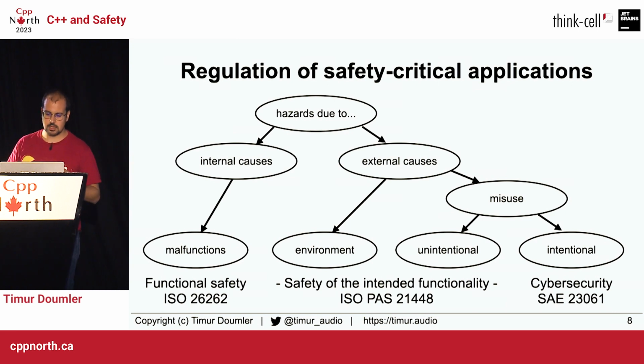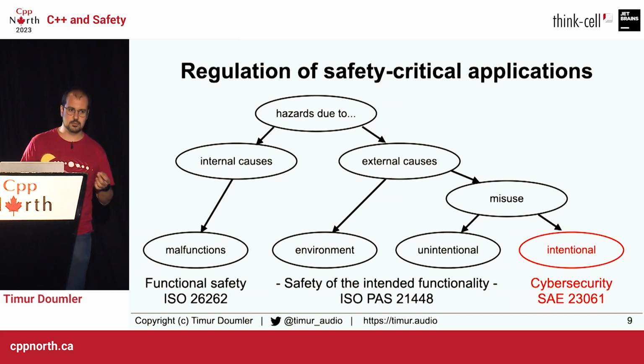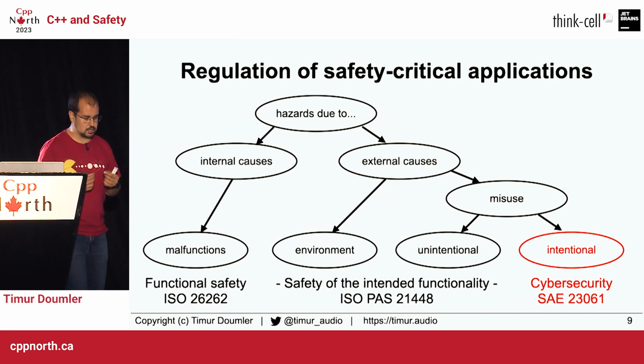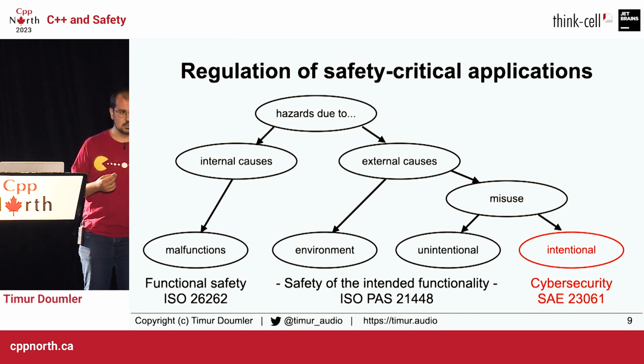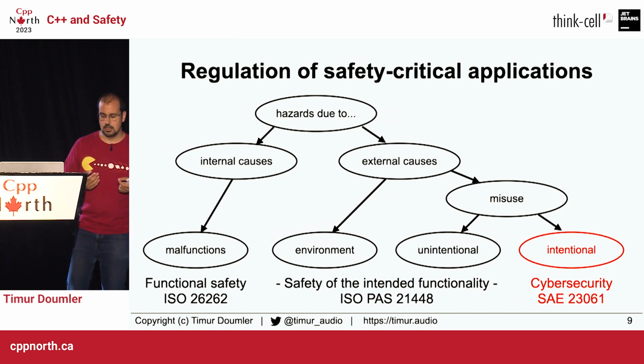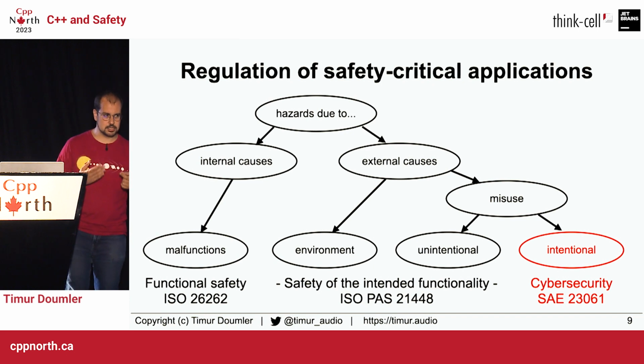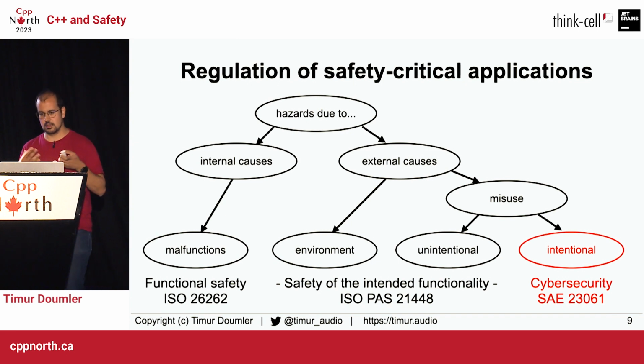And then misuse can also be split further into unintentional and intentional. And security, as opposed to safety, deals with this intentional misuse. So the difference between safety and security seems to be that a system is safe if it doesn't harm people or do other bad things in the face of unintentional bugs or other failures or errors. Whereas security is all about hardening a system against malicious, intelligent attackers that want to exploit weaknesses in your system for some purpose that you probably don't want.